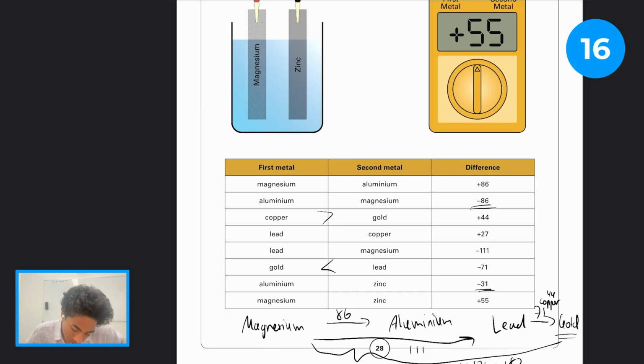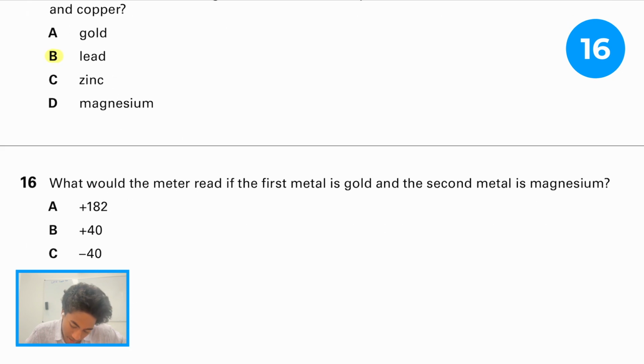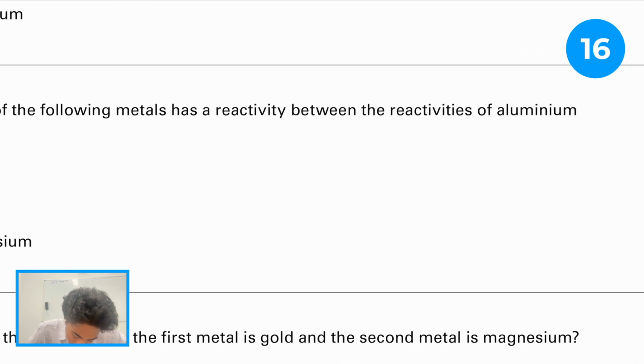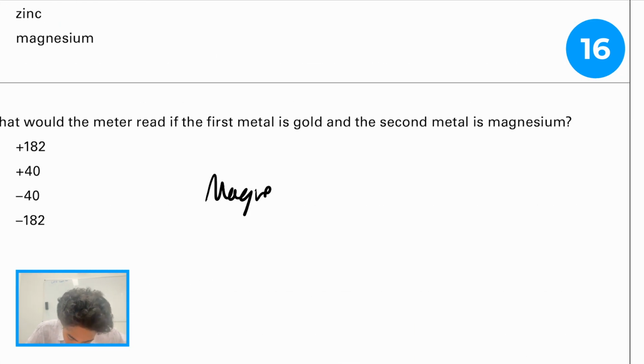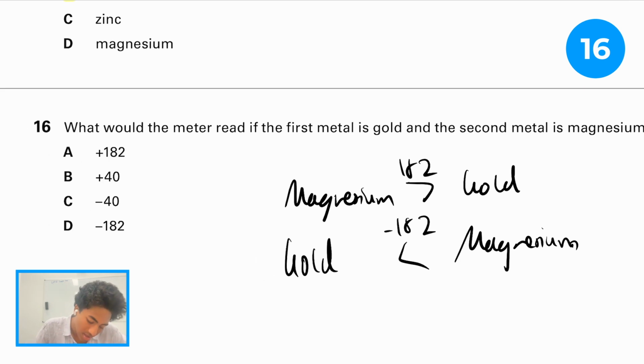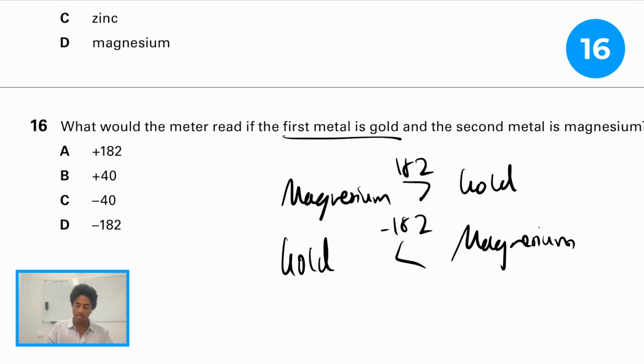So if the meter read first metal as gold and second as magnesium, right? Let's think. Magnesium is 182 more than gold. But if gold is written as the first one, gold is 182 less than magnesium. See, this is a trick question. They have written gold as the first metal. This means that it's minus 182, as gold is less than magnesium by 182.